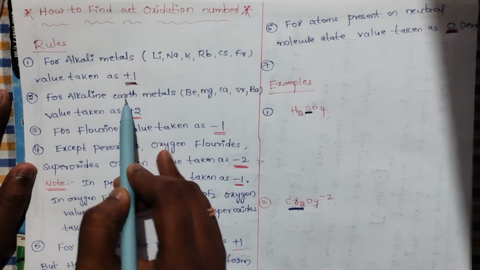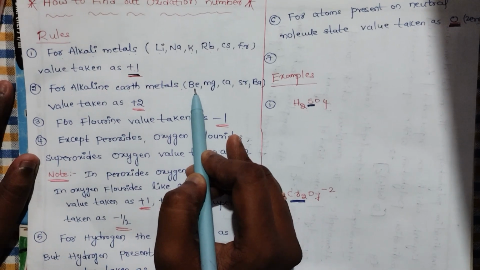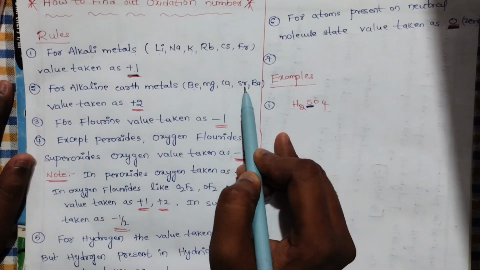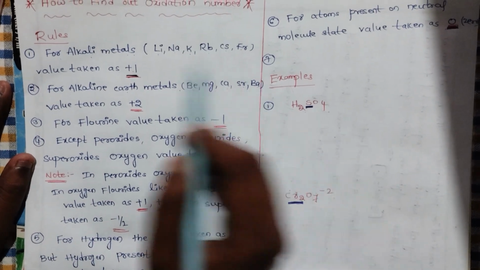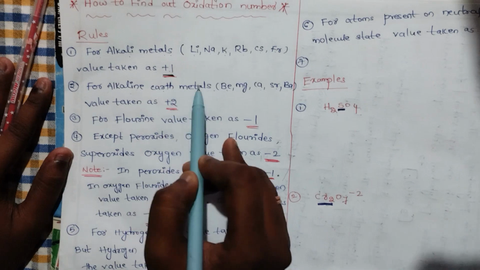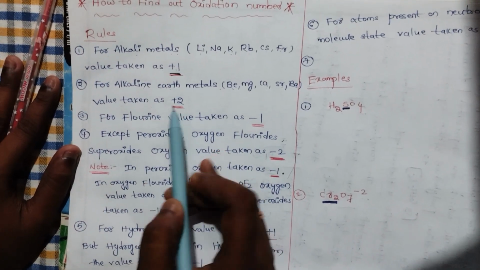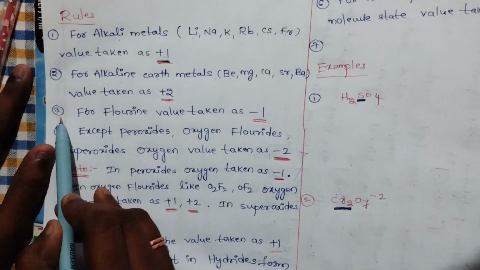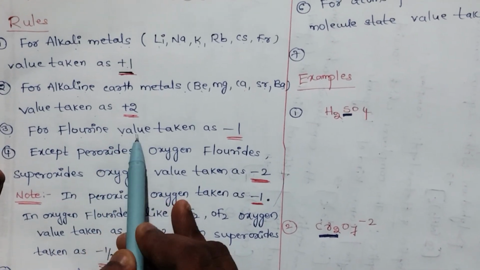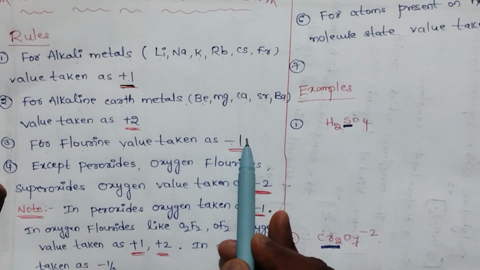Alkaline earth metals are the second A group elements: beryllium, magnesium, calcium, strontium, and barium. These are called alkaline earth metals. For alkaline earth metals, the value we take is +2. The third rule: if fluorine atoms are present, the value we take for fluorine is -1.